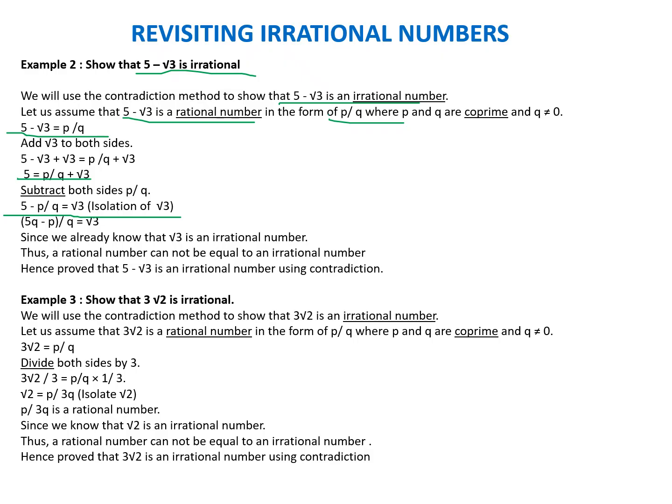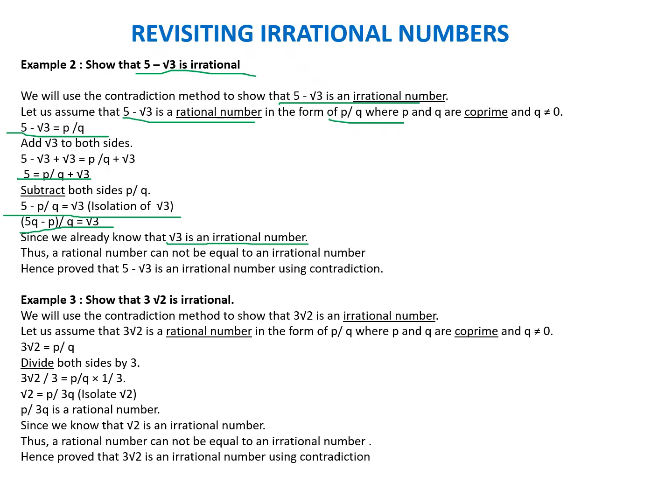So in this case, 5q minus p upon q is equal to root 3. Which means that the equation is in the form of p by q, and p by q is equal to root 3. Since we already know that root 3 is an irrational number, it can never be classified as a p by q. It cannot be represented in the form of p by q.